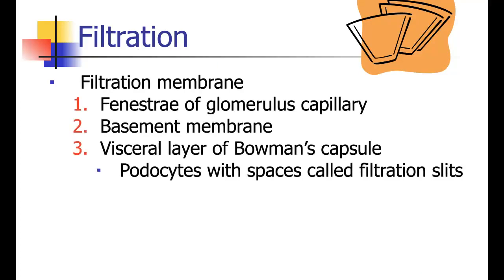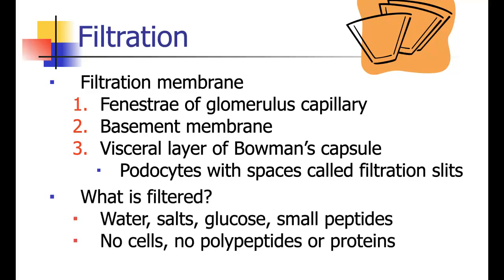Okay. So the filtration membrane is made up of the fenestrae of the glomerulus capillary, a basement membrane, and the visceral layer of the Bowman's capsule. And this is made of those podocytes with spaces called filtration slits. So to make it from your blood into your urine, it has to go through these 3 parts of this filtration membrane. So what makes it through? Water, salts, glucose, small peptides, but not cells. Cells are too big, and so are big polypeptides and proteins. So cells, polypeptides, and proteins stay in your blood. Pretty much everything else gets filtered out.